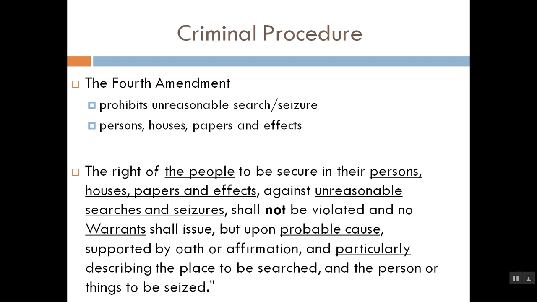Now, I do want to note that this involves sensory perception. So if you're driving along and swerving and you get pulled over and the officer can smell alcohol on your breath, that does authorize them to administer a sobriety test or even to search your blood by giving you a breathalyzer. And that's a form of search. They're searching your body for evidence of intoxication.